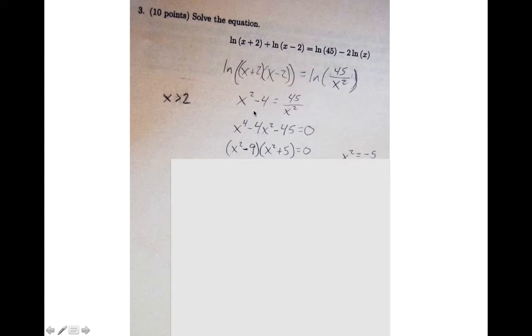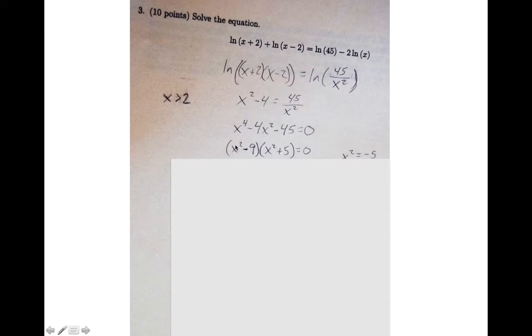So I multiply by x squared on both sides. I get x to the fourth minus 4x squared. I subtract 45 on both sides, so minus 45 equals 0. And now this functions a lot like a quadratic, because we have x squared squared, and then we have x squared. So we can factor it much like we would a quadratic.